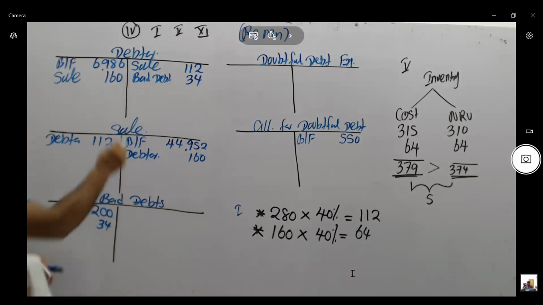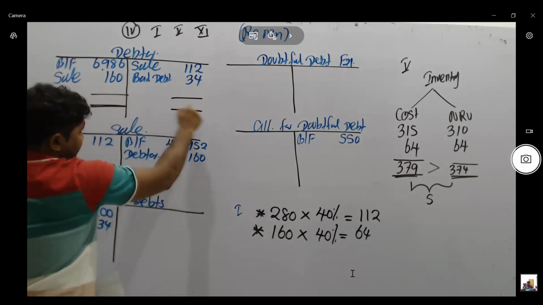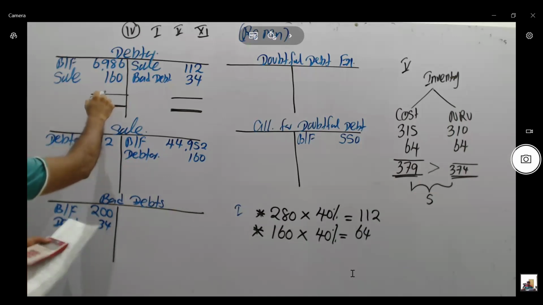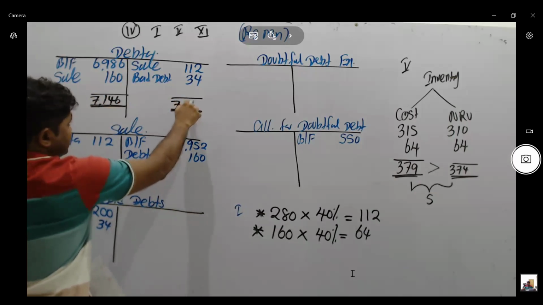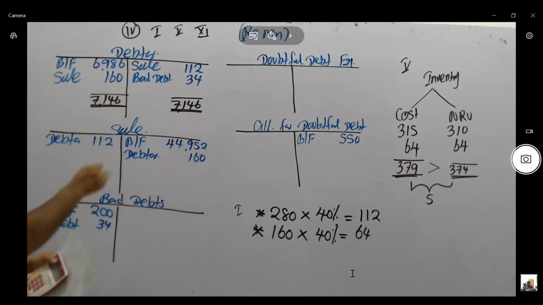Then doubtful debts. It has given allowances for doubtful debts. Closing balance should be equal to 10% of the remaining balance of trade receivable. The remaining balance of trade receivable should be calculated. Debtor balance should be carried down. Debit side increase. The debit side total money equals 7,146. Take the same value on the credit side, and the difference value is the balance carry down.